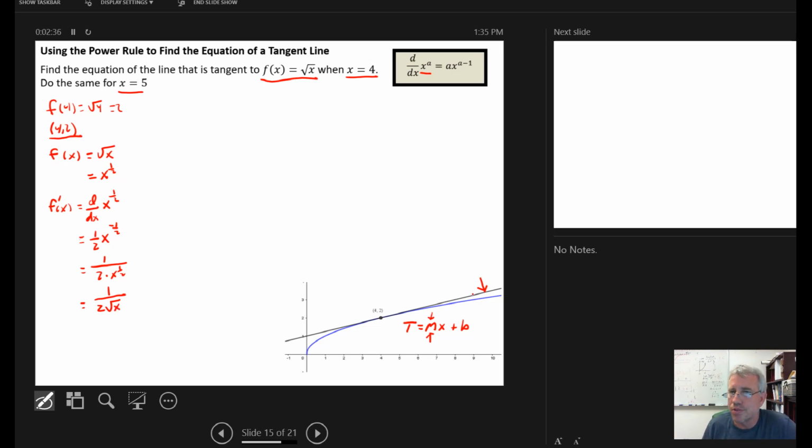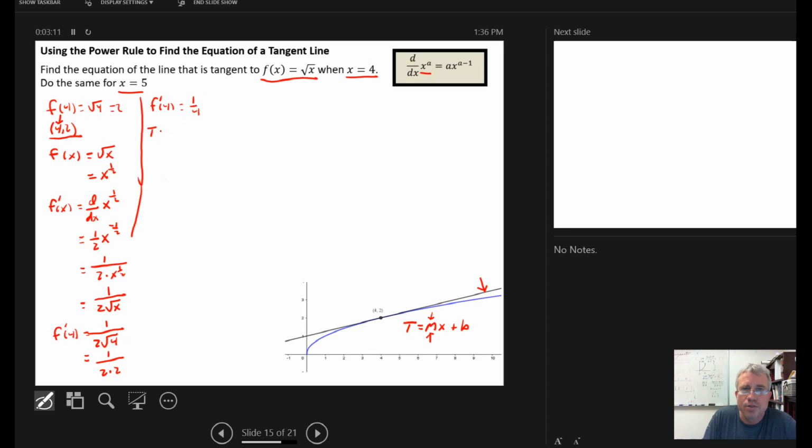So the slope of this tangent line to the graph when x is equal to 4 is just going to be f prime of 4, because the x value we're working at is x equal to 4. So to calculate f prime of 4, we just pop our 4 into the derivative. So I get 1 over 2 times the square root of 4, and the square root of 4 is 2. So stepping up here, I see that f prime of 4 is equal to 1/4.